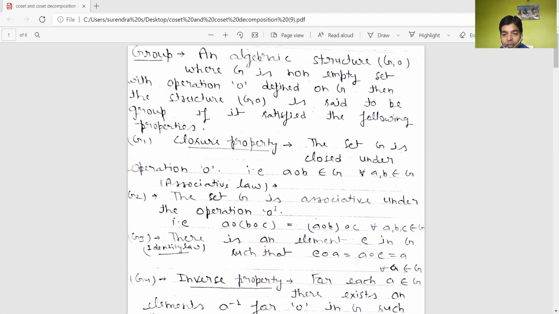Now the second property, associative law. The set G is associative under the operation O, that is, (A operation B) operation C is equal to A operation (B operation C), for all A, B, C belonging to G. Now the next property, this is the identity law. There is an element E in G such that E operation A is equal to A operation E is equal to A for all A belonging to G.